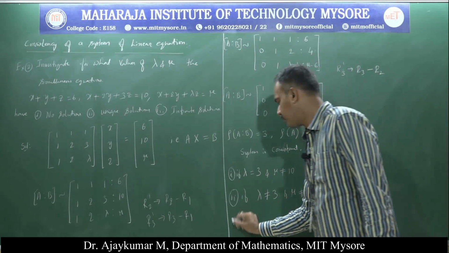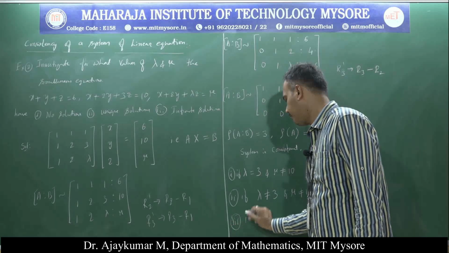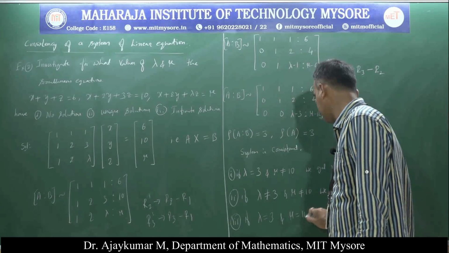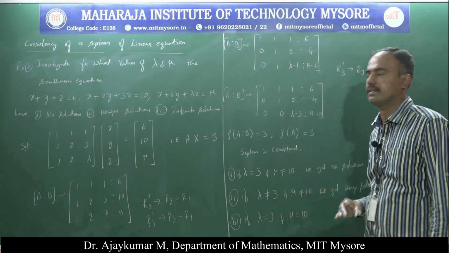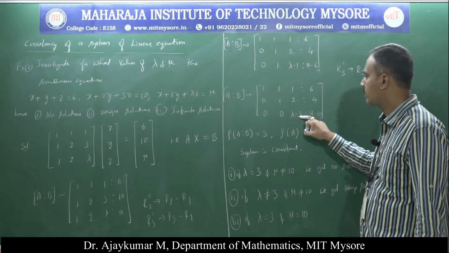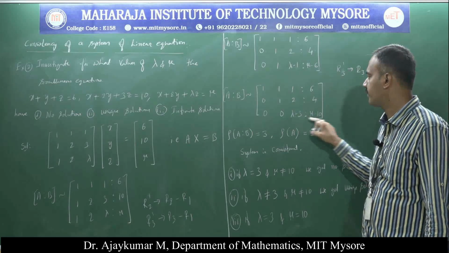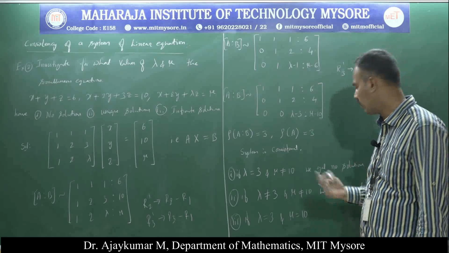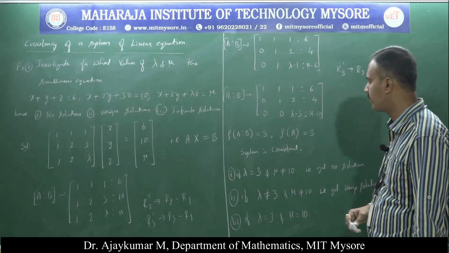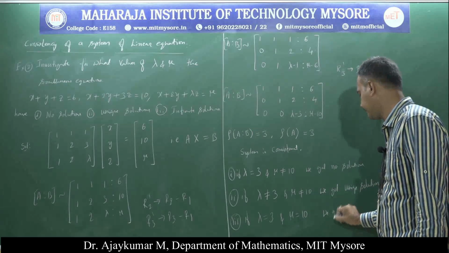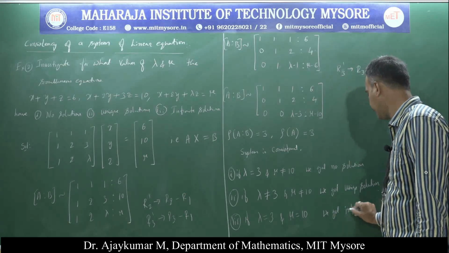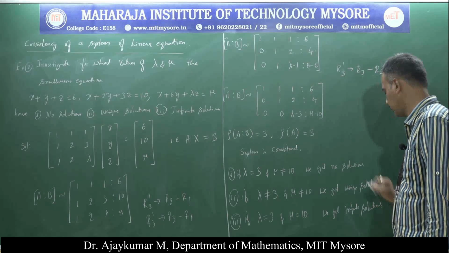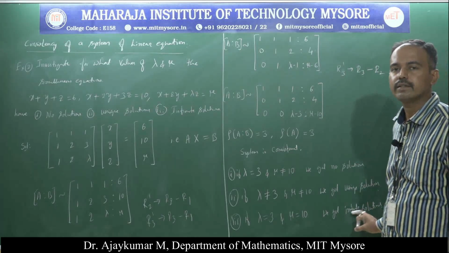Now the next one we can represent as, if lambda is equal to 3 and mu is equal to 10. Suppose in the next case, lambda is equal to 3, we get a 0 here. Here mu is equal to 10, we get a 0 here. Now what about the next cases? Now we get infinite solutions.